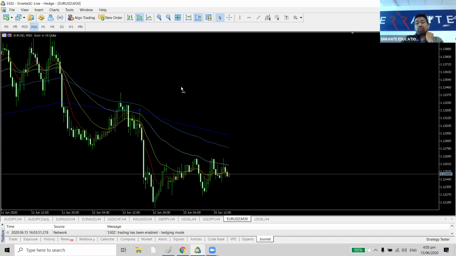If I go on the 30 minutes, you can say that it's actually to the downside. The three lines are open. They need to be open like this, pointing down or up. Okay, so up like this, three lines up, and all the candles are above, that means very strong uptrend. If it's down and all the candles are under all the three lines as well, that means it's strong downtrend.